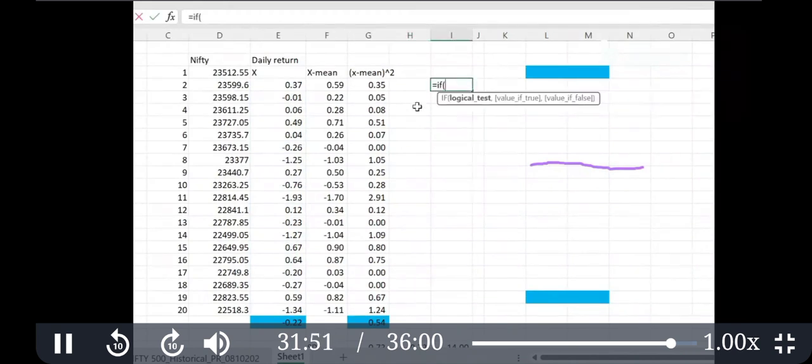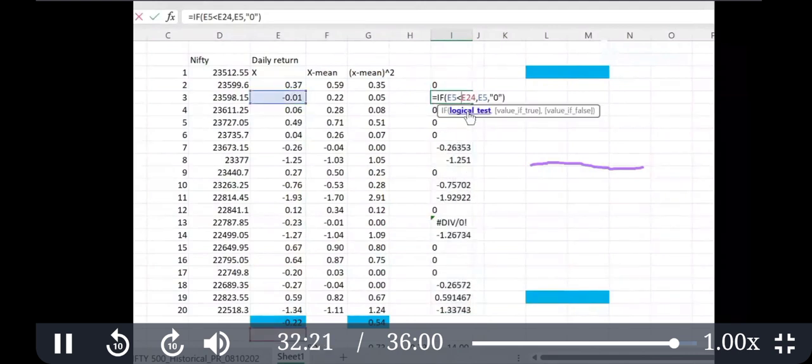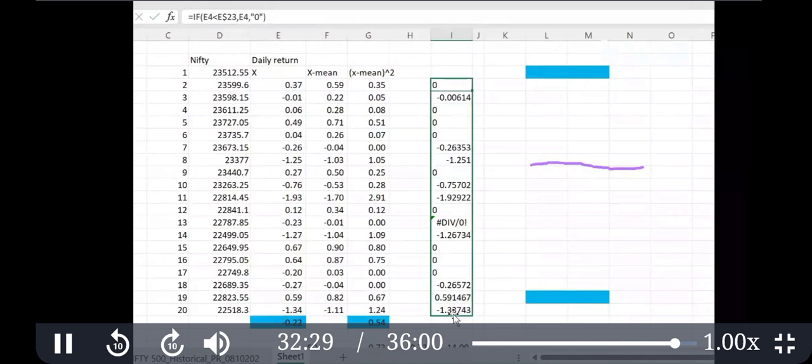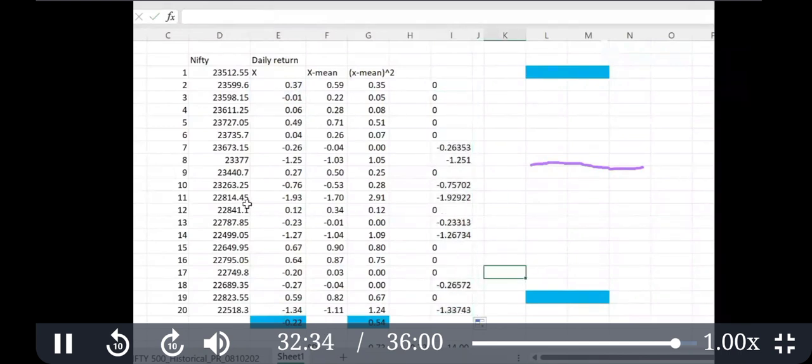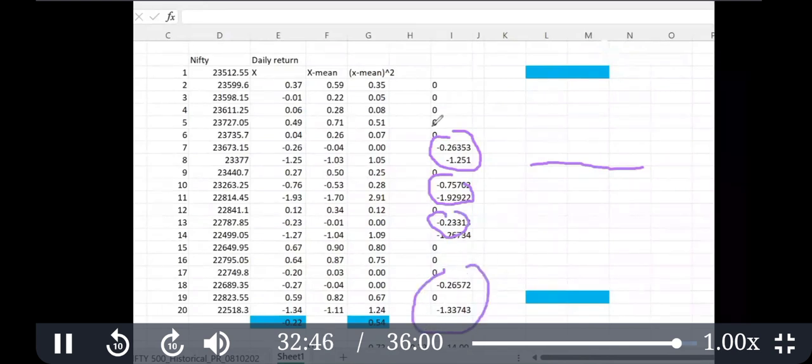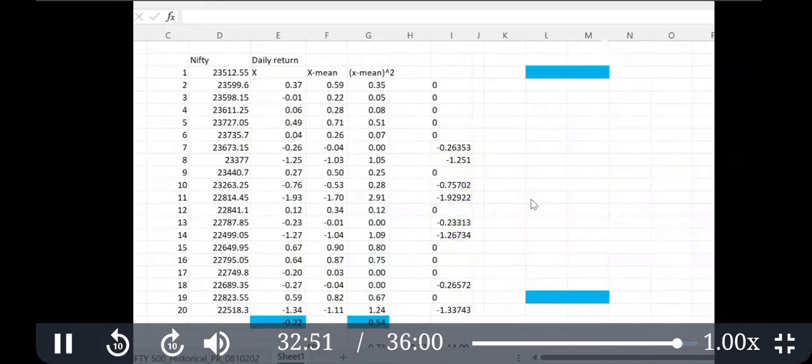Condition: if this return is less than this, I'll take below average, then this, or else 0. So what we have taken here now is only the returns which are below average. They are taken here for calculation. Above average, we are not taking them. And then take the standard deviation of all this data.